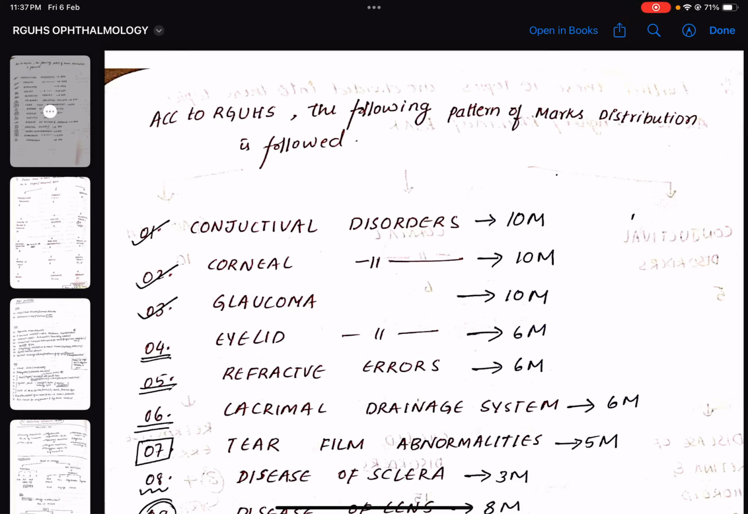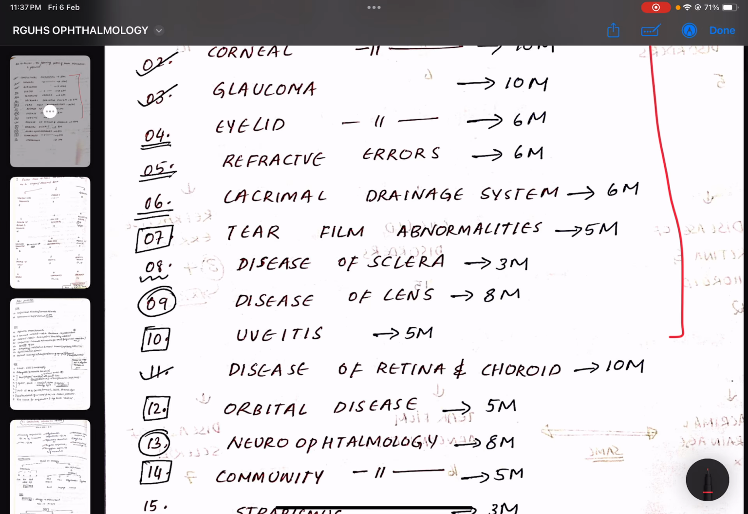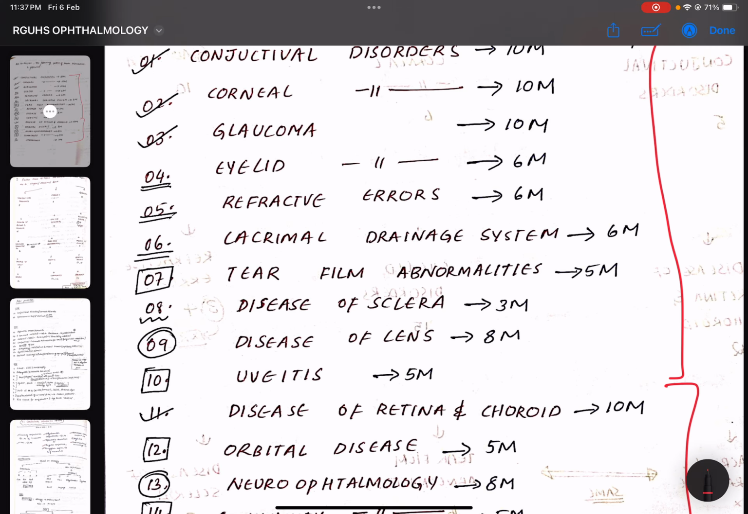Hi friends, today we'll be discussing the ophthalmology part of our paper under RGUHS. So this is the pattern they have given. If you see, broadly, these are the topics and how they are divided.